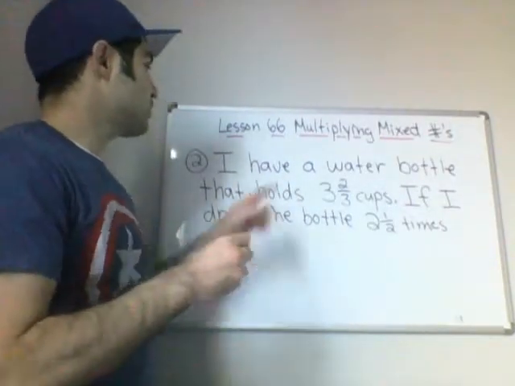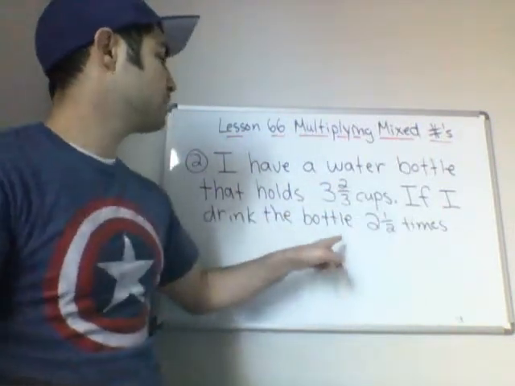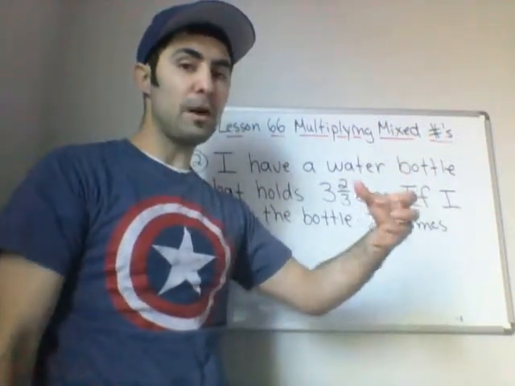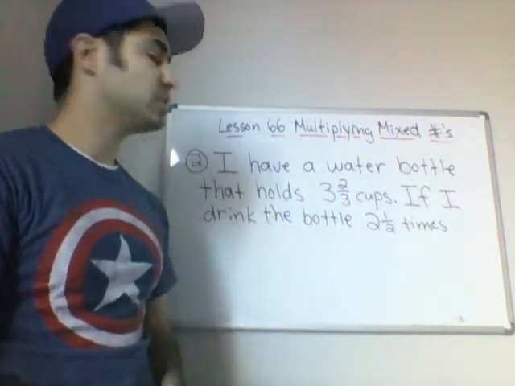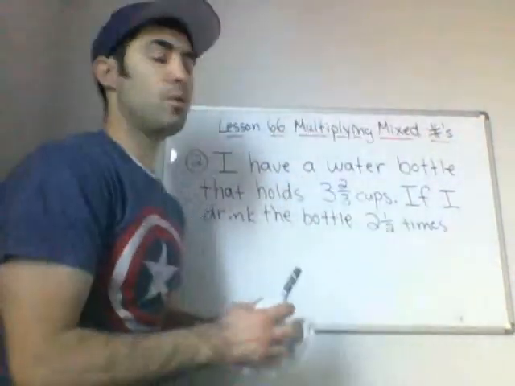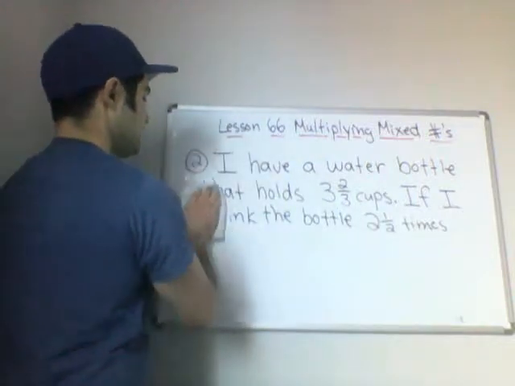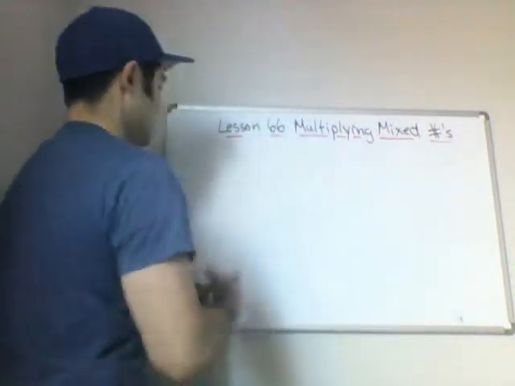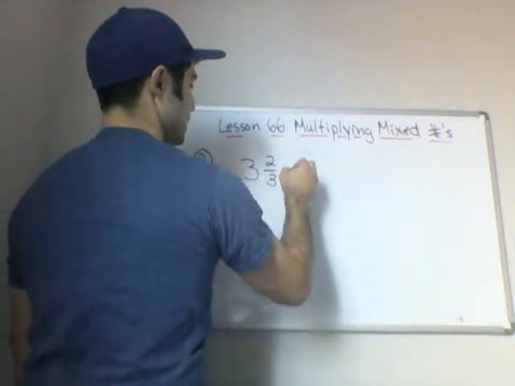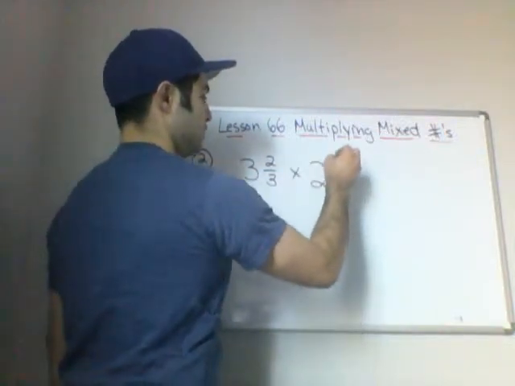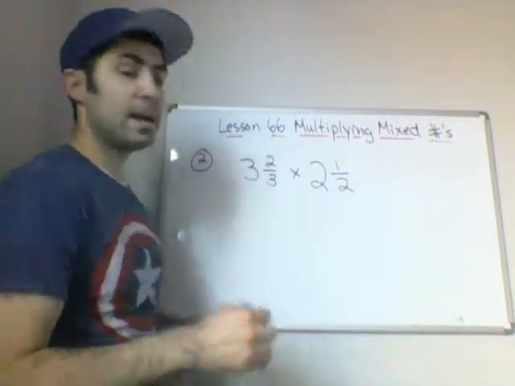Alrighty, I have a water bottle that holds 3 2/3 cups. If I drink the bottle 2.5 times, so I go home with half a bottle of water, how many cups of water did I drink that day? All right, so let me erase this because I have a small board and I'm just gonna remember 3 2/3 times 2.5. So this is number 2. I have 3 2/3 and I'm gonna drink that 2.5 times. Okay, you can't multiply this, so you have to do what I call the backward C.